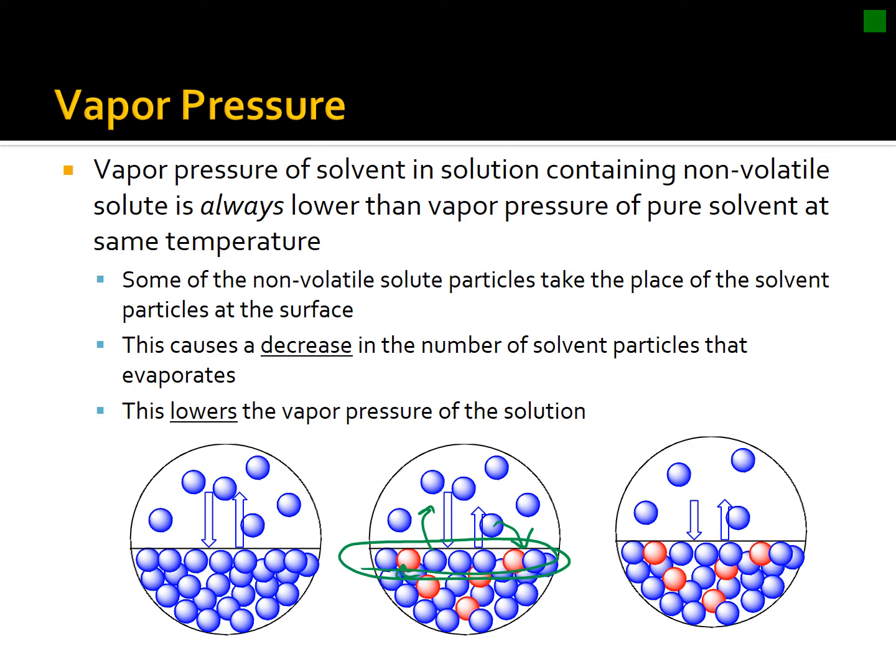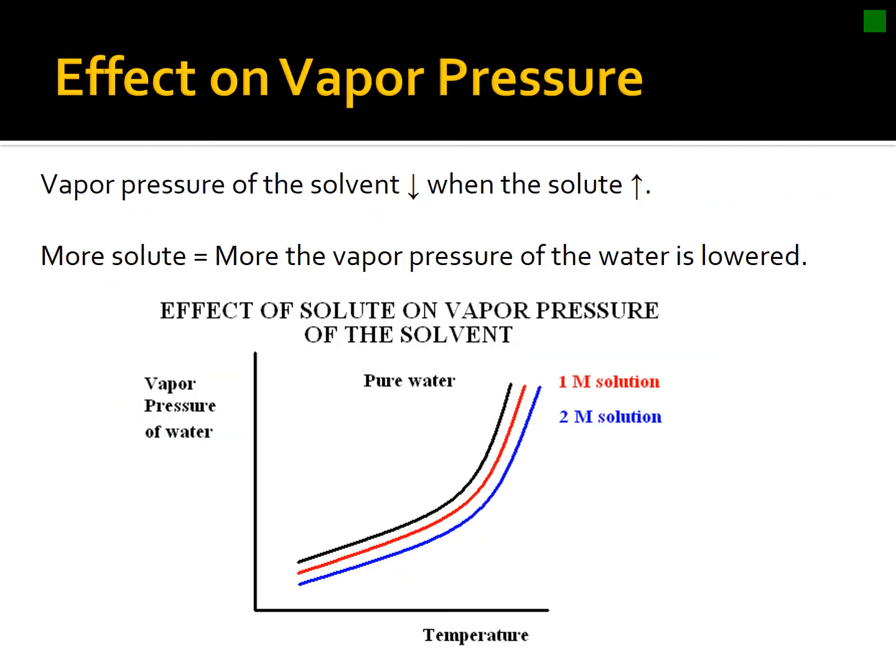So as you add a non-volatile solute, the solute takes up the space at the surface, which reduces the amount of particles that are allowed to go into the gaseous state and also to condense back into the liquid state, thus lowering the vapor pressure. Okay, so this is what it says.